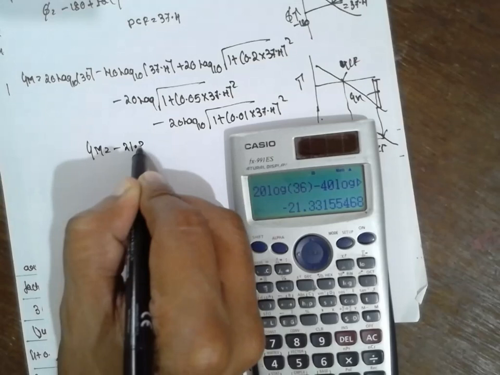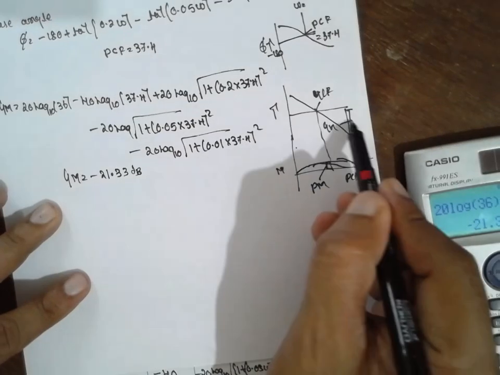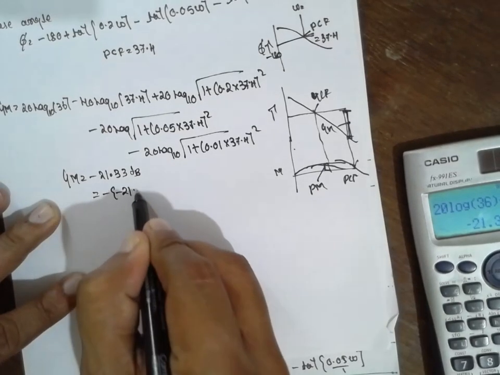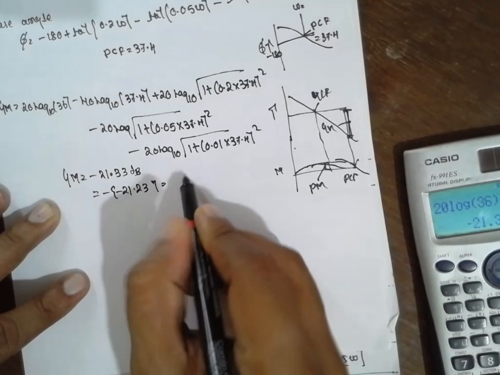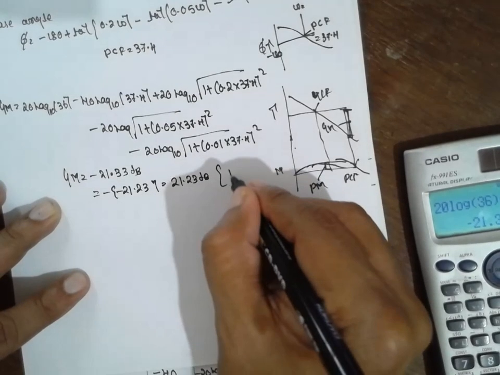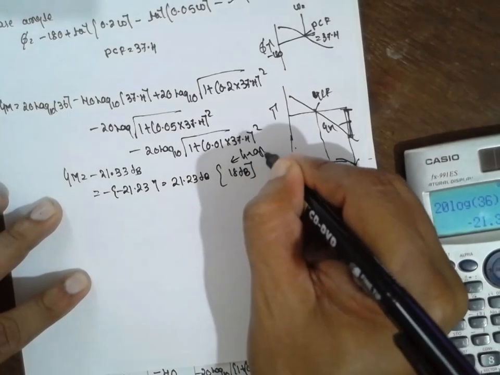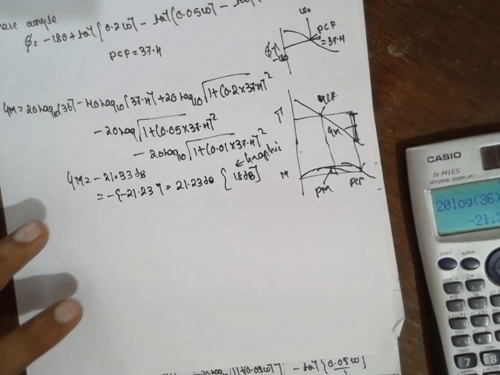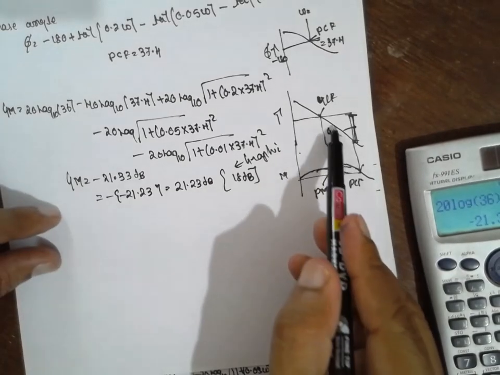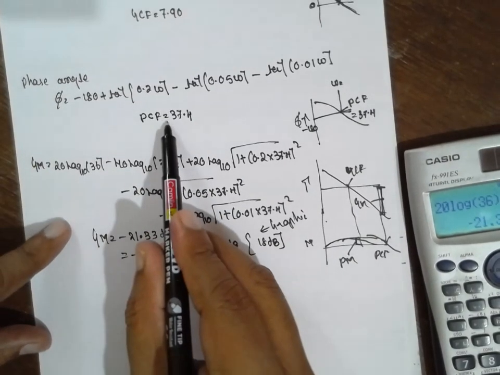The answer for GM is minus 21.33 dB. Because it is minus, it indicates it will be here. Minus of minus becomes positive 21.23 dB. If you go graphically, you will obtain the value 18 dB. It is small because the counting has only even numbers. You can't write it directly because it moves 4-4 here.